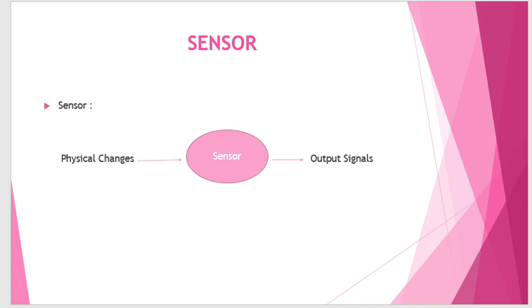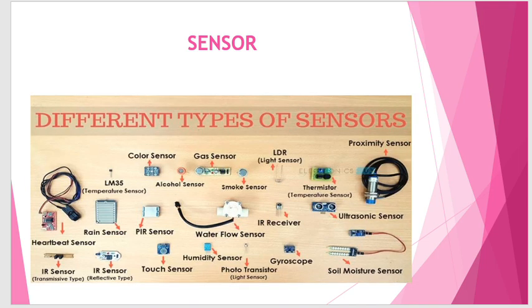Also, as you can see, these are different varieties of sensors. For example, we can see the LDR. What do you mean by LDR? LDR stands for light dependent resistor, which operates with respect to the intensity of light. If light is present, the resistance will change. That is why it is known as a light dependent resistor.